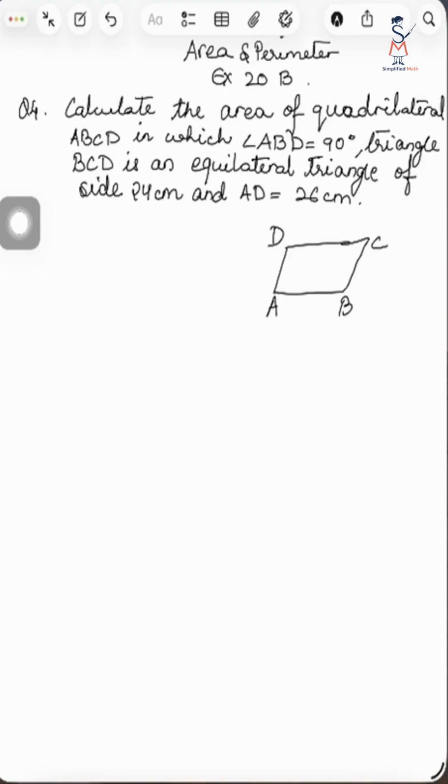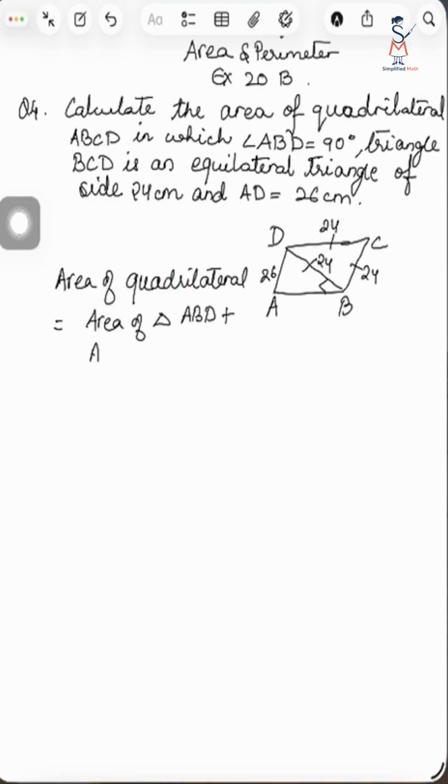Let's make a quadrilateral first, in which angle ABD is 90 degrees. So I'll join B with D, and this is 90. It may not look 90, but this is 90 given in the question. Triangle BCD is an equilateral triangle of side 24 centimeter. That means BCD is this. All the sides are 24 each. And AD is 26 centimeter.